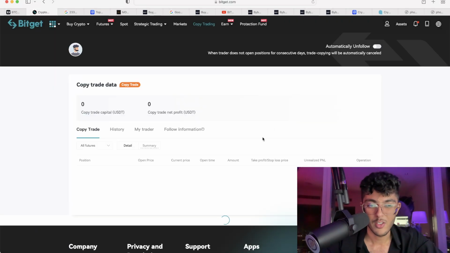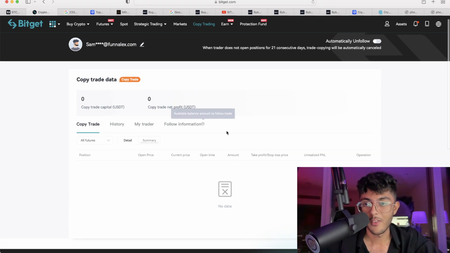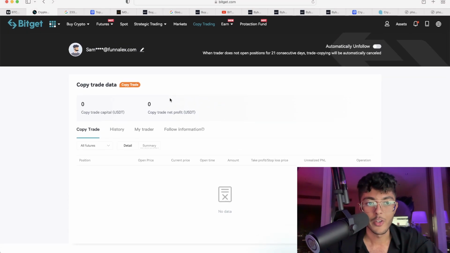I'm not sure if I can actually do this because I don't have funds in this account. Yeah, and I think if this person does just enter trades, it's going to show up right here. So that's basically what we're working with over here. All looking very, very cool for the copy trading section.